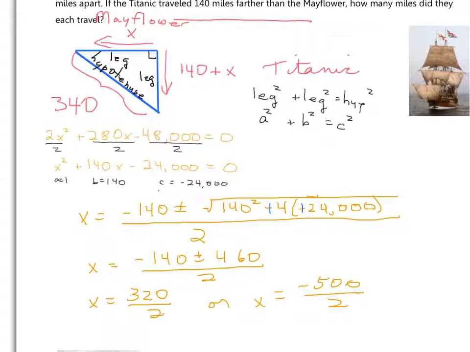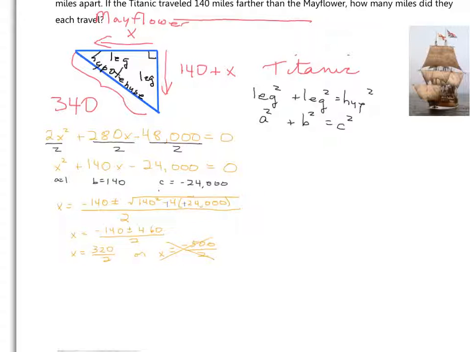But x can't equal a negative number because it's a distance, so we know that x is going to equal 320 over 2. So that means that x equals 160 miles, and that tells us the distance that the Mayflower traveled when we look back up at our picture up here. So the Titanic traveled 140 plus x, or 300 miles.